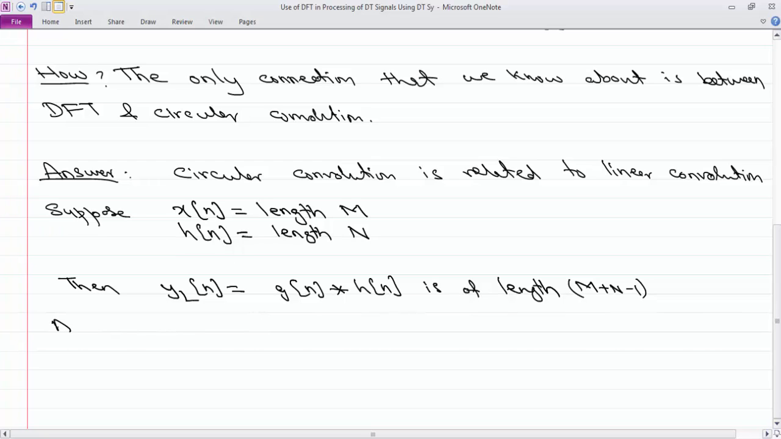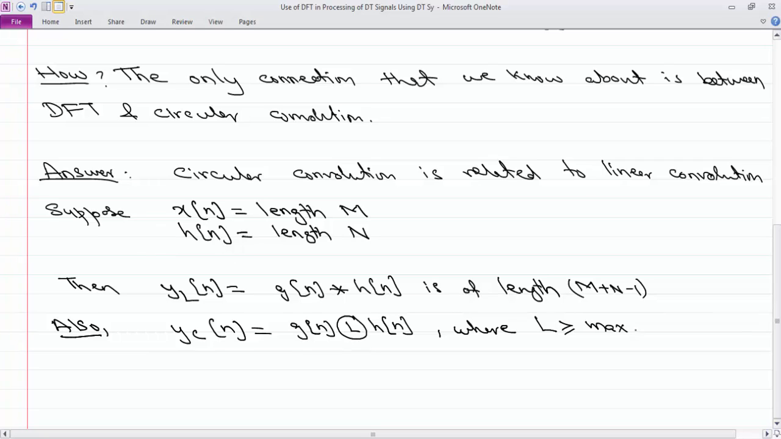And if I do the circular convolution of the two sequences, g[n] and h[n], using L as the number of circular convolution points, I have to make sure that L is bigger than or equal to max of M and N. So the length of my circular convolution has to be bigger than the length of both of the sequences. So this y_c[n] is of length L.